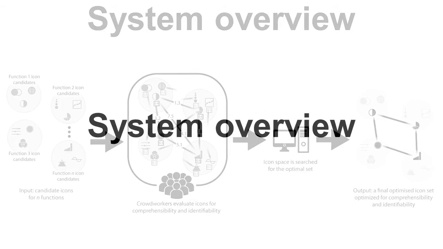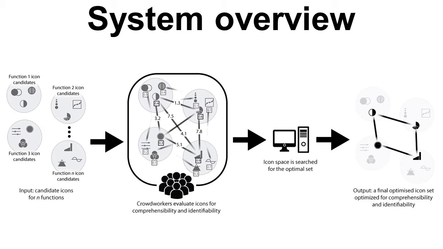We present a system which accepts several groups of candidate icons as input and produces an optimized icon set using crowdsourcing. We break it down into 4 parts. First, several groups of similarly styled icons are accepted as input. Each group represents a distinct function or concept, like saving or deleting data.